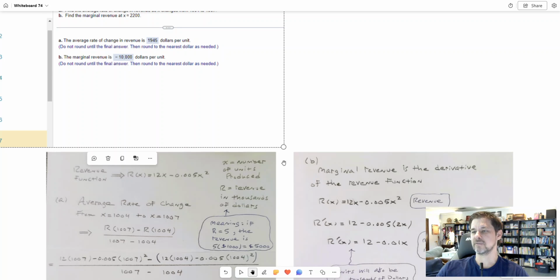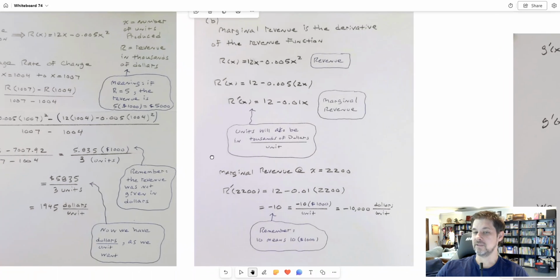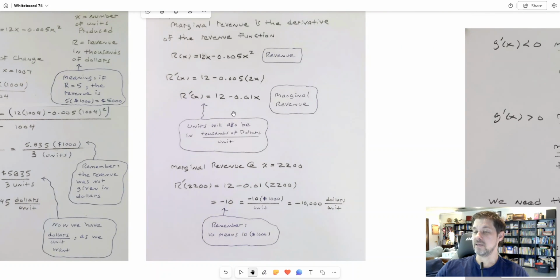Let's look at B, marginal revenue. Marginal revenue is the derivative of the revenue function. So if this is the revenue function, I take the derivative of that with the rules that are applicable, and I get this, that's marginal revenue. Now the units for that will be the same as they are for the average rate of change. This number that I get out of the marginal revenue is going to be in thousands of dollars per unit. So once again, if this number turns out to be 5, it actually means $5,000 per unit. So keep that in mind.